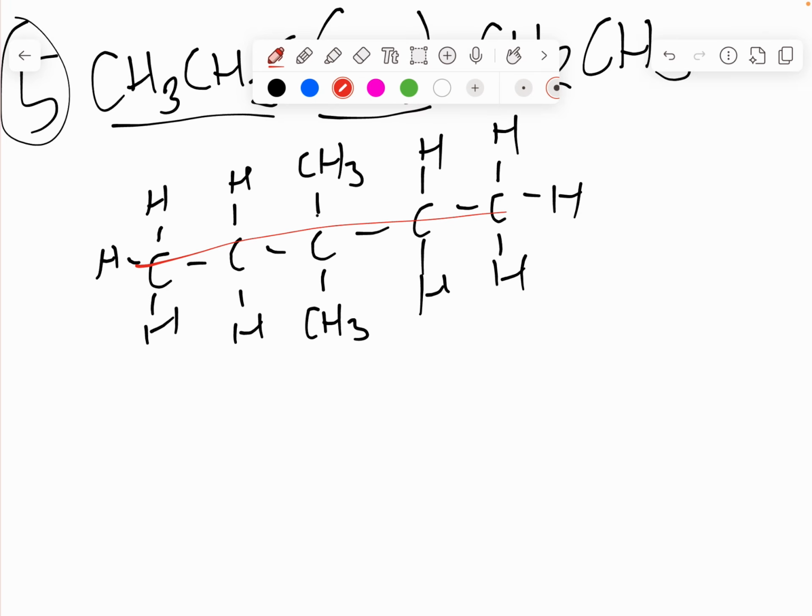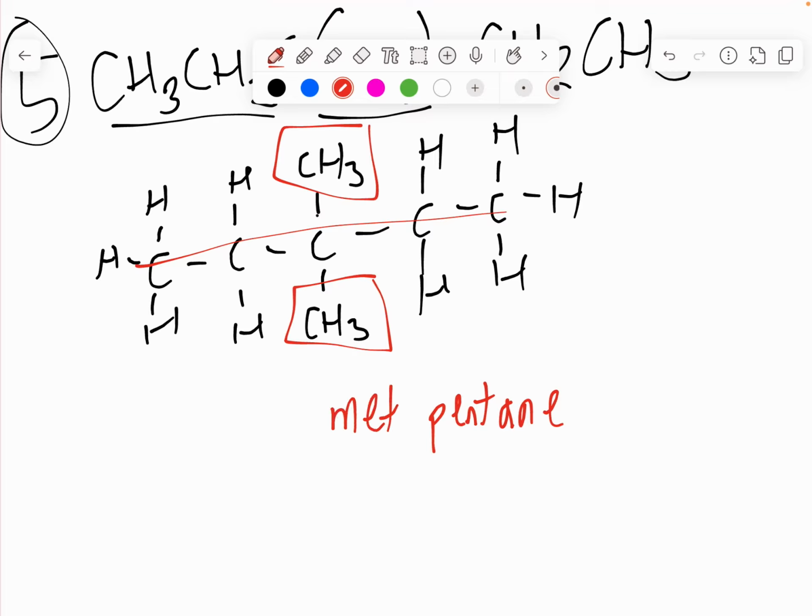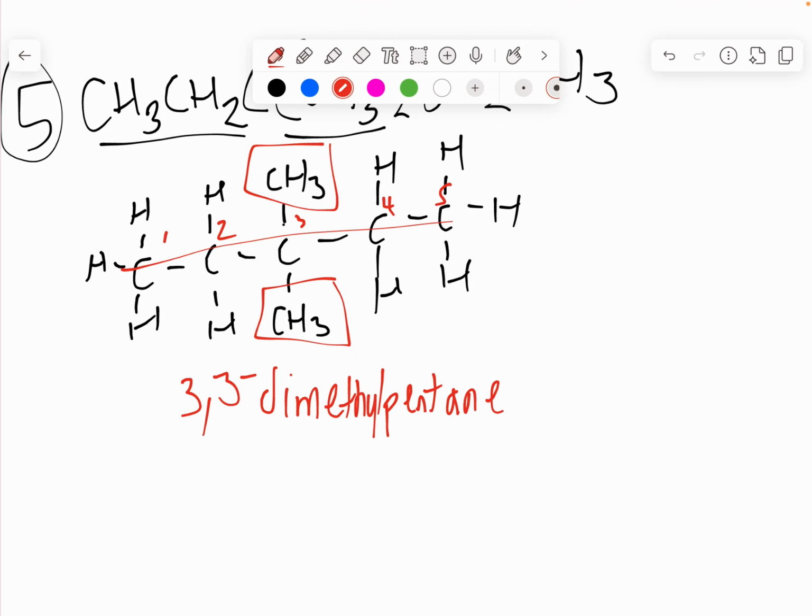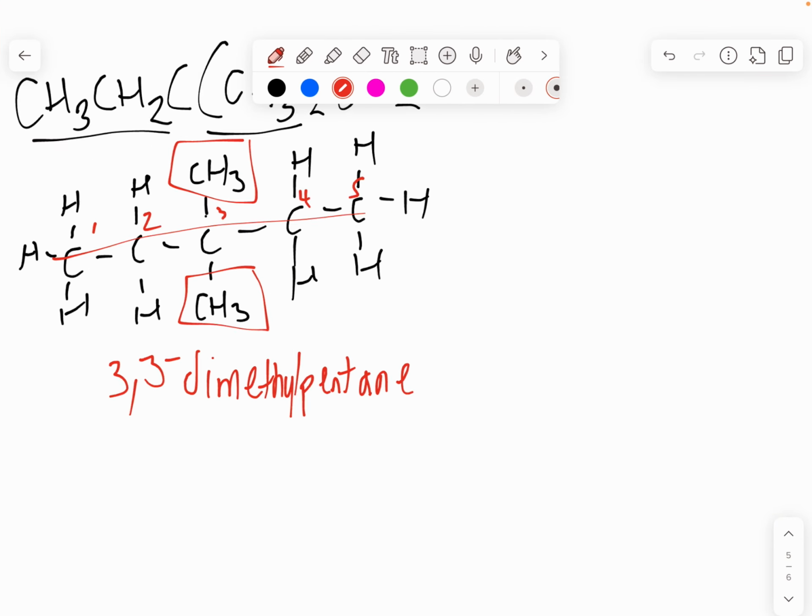Right, we're seeing alkane because it's C single bond C, so it's going to be ANE. It is 5 carbons in the longest chain, so it's going to be pent for the prefix. We're seeing 2 alkyl groups, 2 of the same, so it's going to be methyl. And since it's 2 of the same, it's going to be dimethyl. And we need to identify the position of both. 1, 2, 3, 4, 5. Both are on carbon number 3, so that would be our name. 3,3-dimethyl pentane.